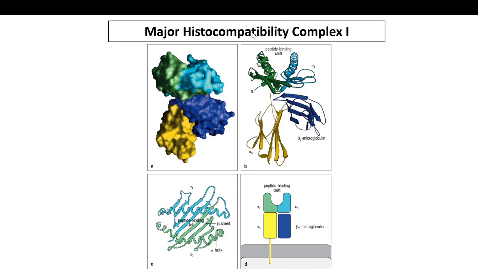So how are these MHCs differentiated? There is major histocompatibility complex 1, which carries a peptide, and this complex goes to the CD8 positive T cells, and the CD8 positive T cells recognize this peptide presented by MHC1. What is the basic structure of MHC1? There is an alpha chain, a single polypeptide divided into alpha 1, alpha 2, and alpha 3. The genes of this single alpha chain polypeptide are present on chromosome 6.